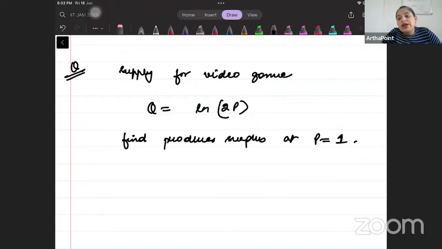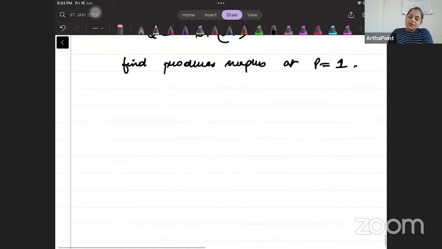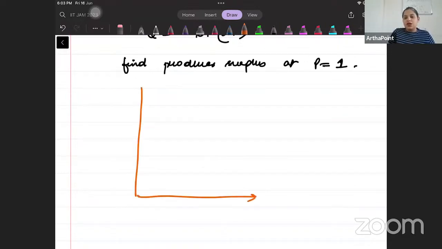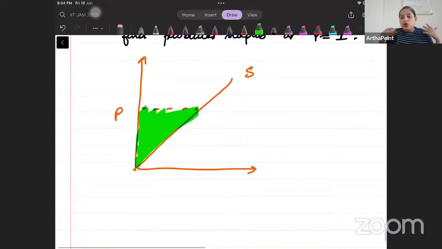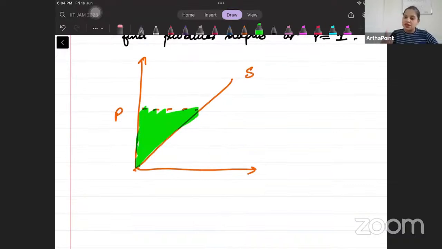Again, this is a non-linear supply curve. Whenever you are given a non-linear supply curve, in order to find producer surplus, you must follow the steps of integration. Only then you will be able to solve it. So what is producer surplus? Producer surplus beta is, whenever you have a supply curve, the area below price, above supply curve. That is called producer surplus, right? If I have to find the producer surplus, there is another way to do it.